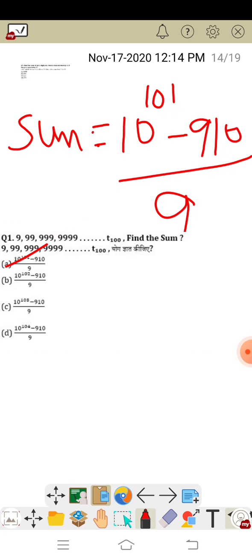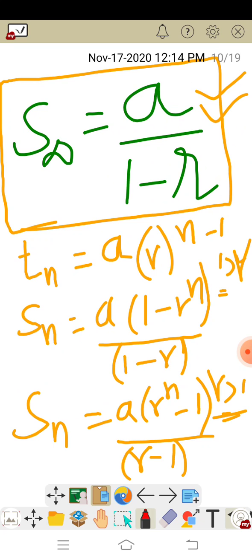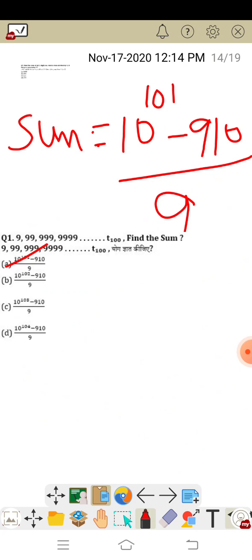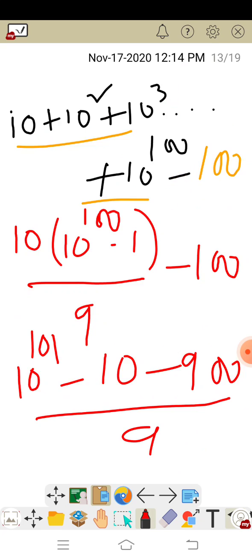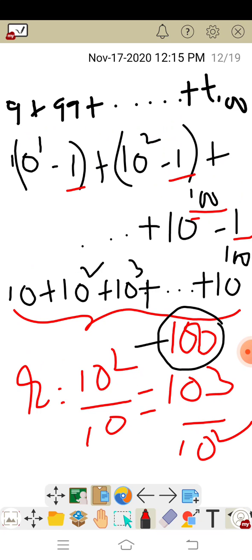Clear? Let's see clearly once again. So you are having 9 plus 99 plus, like this. The question is 9 plus 99 plus 999 plus and so on, sum of 100 terms he is asking. So for 9 I am writing 10 power 1 minus 1, for 99 I am writing 10 square minus 1, for 999 10 cube minus 1. Like that you are having up to 100 terms. Then every time minus 1 minus 1 minus 1 like that 100 times, nothing but minus 100.